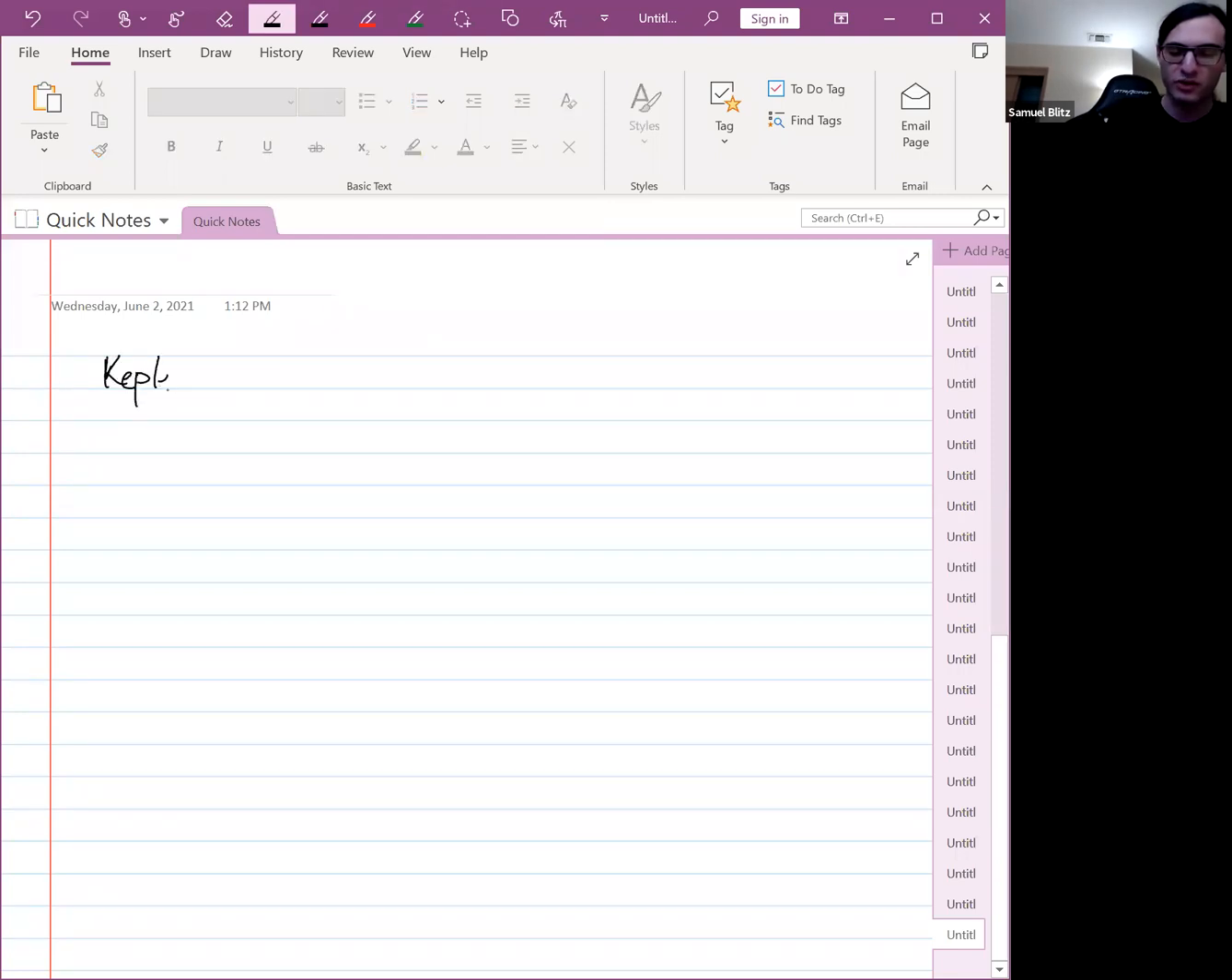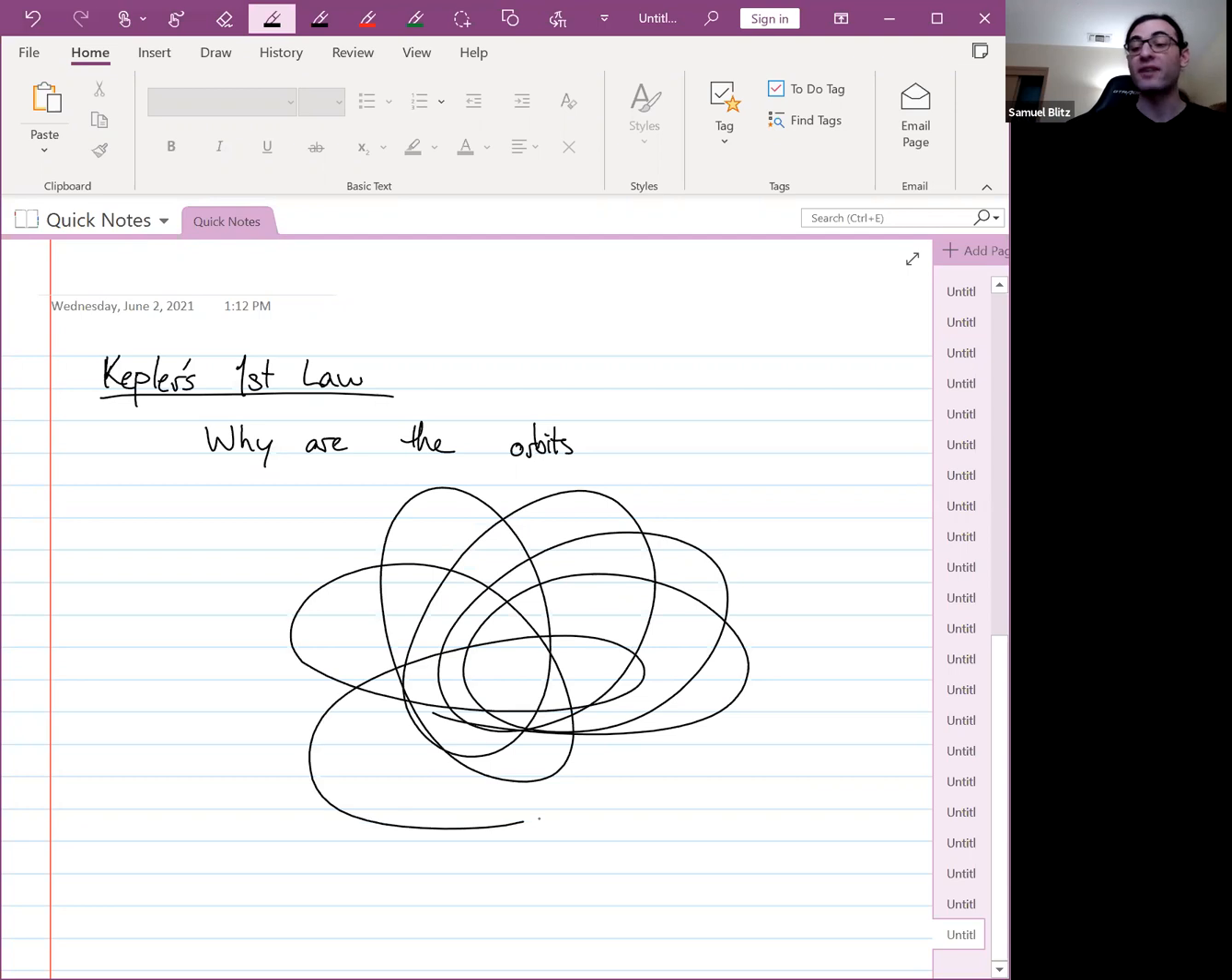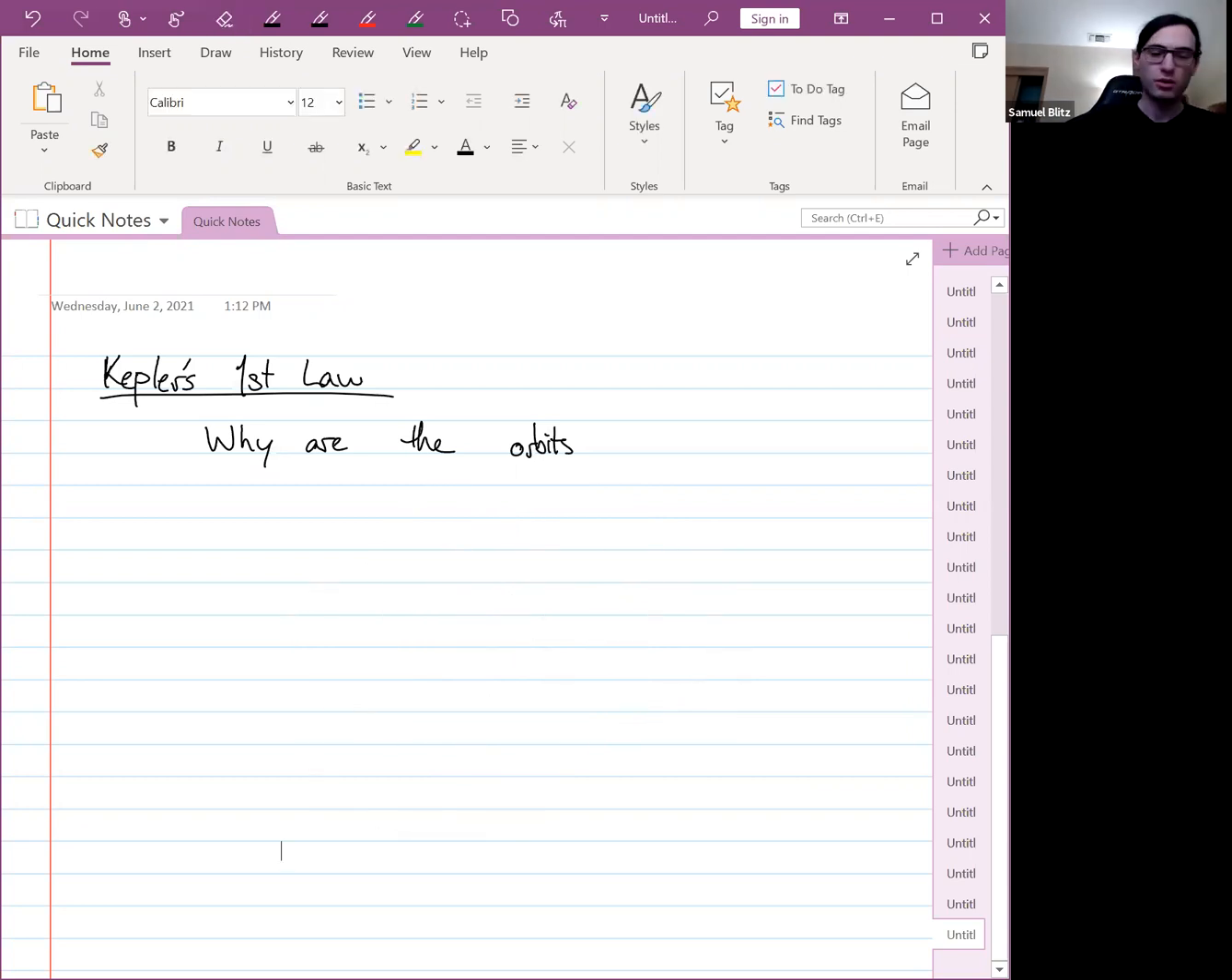So remember that Kepler's first law is that objects orbit in enclosed ellipses. It's a little bit harder to fully explain Kepler's first law, but we can at least answer the question, why are the orbits closed? As in, why do they repeat over and over again? Why don't they just do this? Why do they have to overlap with themselves? Why do they repeat? So that's a question that we can answer.